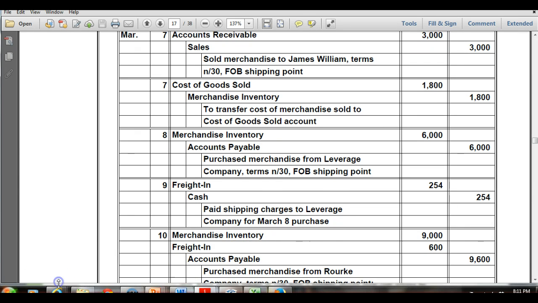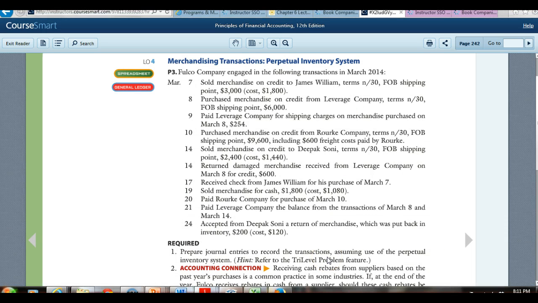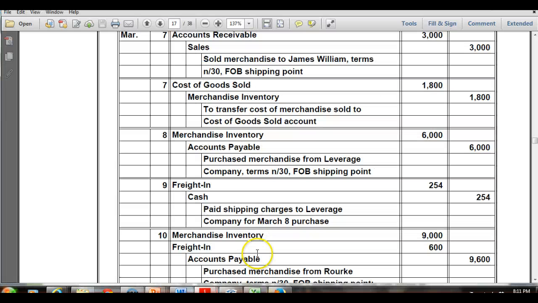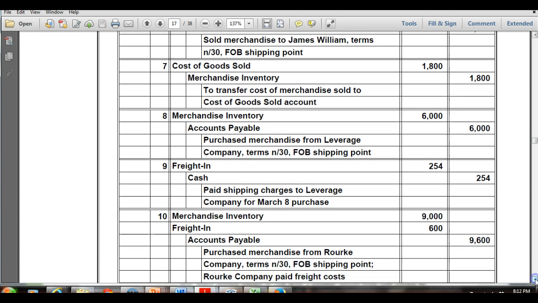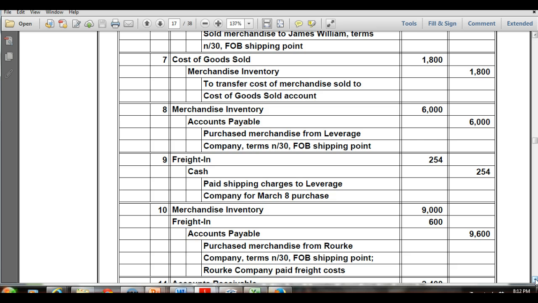Next, we are going to show we paid Leverage Company for shipping charges on that merchandise we purchased on March 8th. Now, when we pay shipping costs because we are purchasing goods, we're going to have to include that in our inventory. But the way we include it is we set up a category called Freight In. Okay? So it's an expense or a part of our inventory. We debit Freight In for $254 and we credit our cash for $254. Make sense, guys?